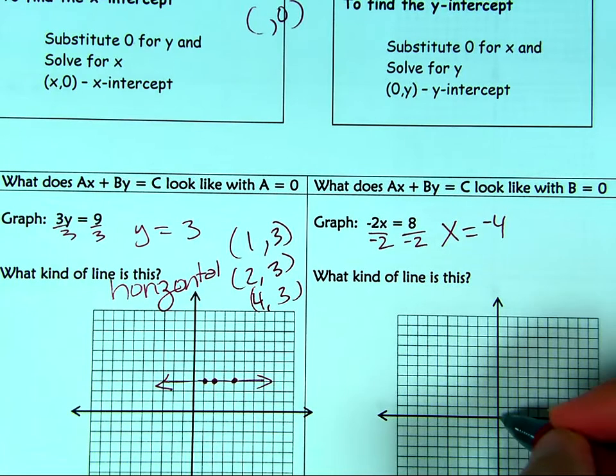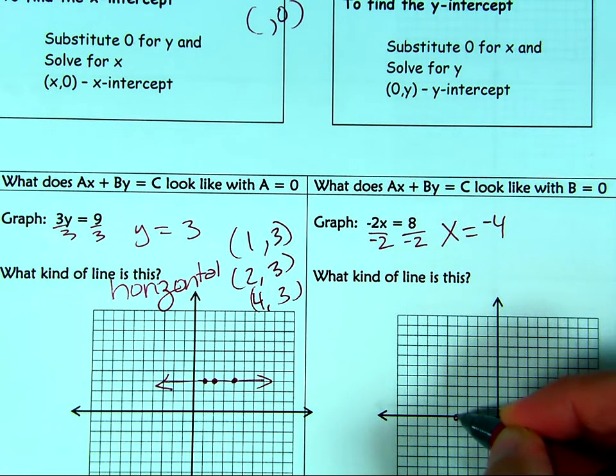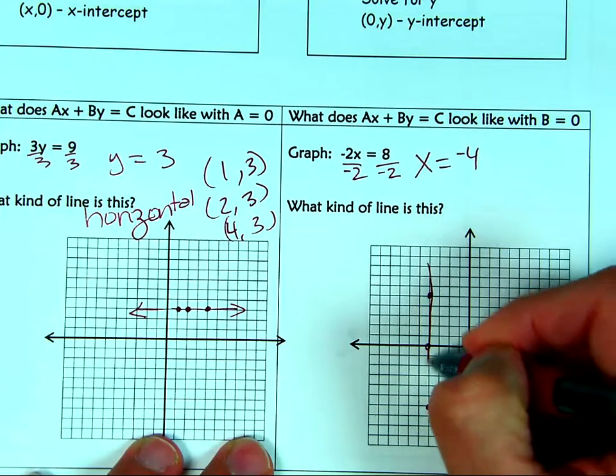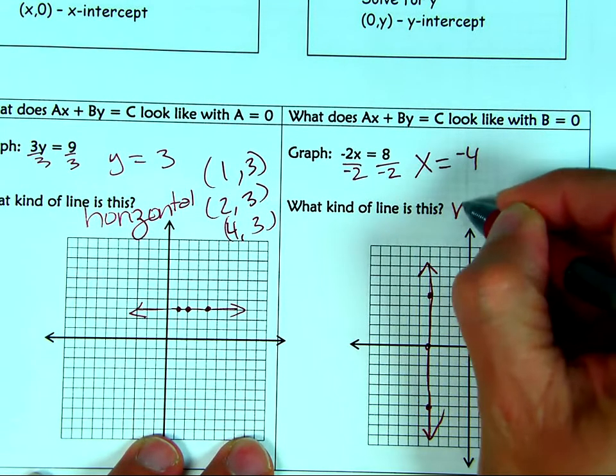Well, let's see. X always has to be negative 4, so go over 1, 2, 3, 4. But you can go over 4 anywhere. Left 4 anywhere. X is negative 4 all along this line. What kind of line is that? We call that a vertical line.